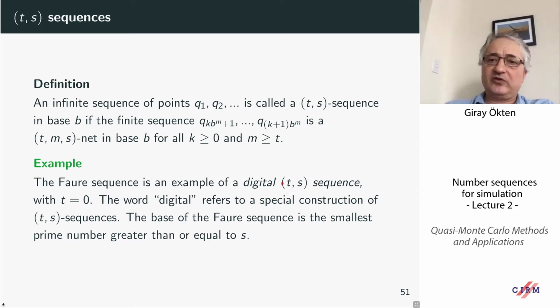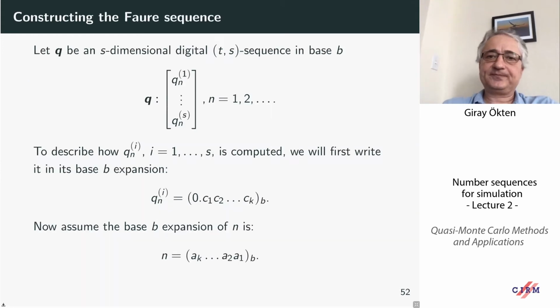In addition, you see the word digital here. Digital refers to a special construction of TS sequences. I'll explain that construction in a minute. And the base of the 4 sequence, by the way, is the smallest prime number greater than or equal to S, where S is the dimension.